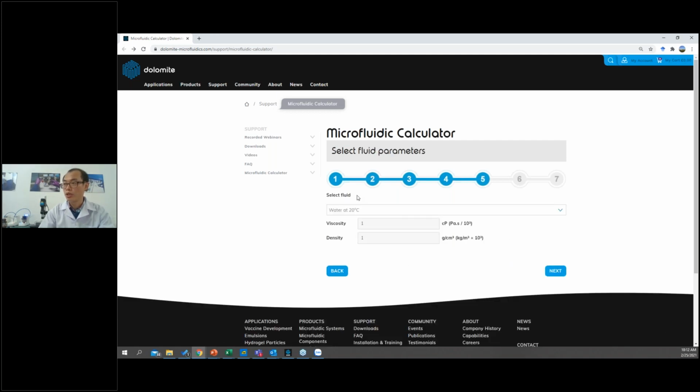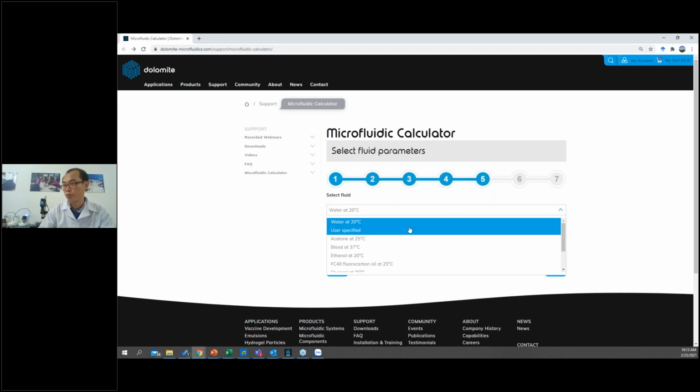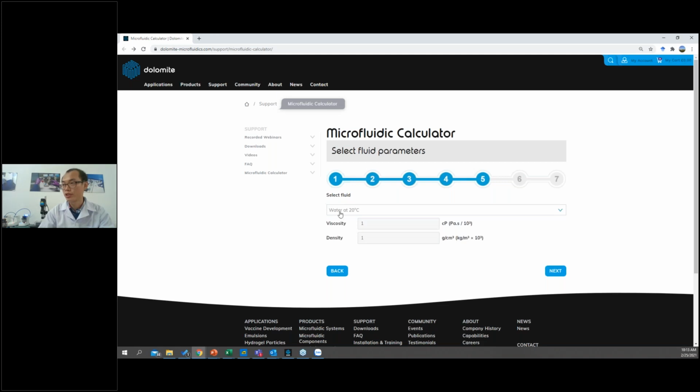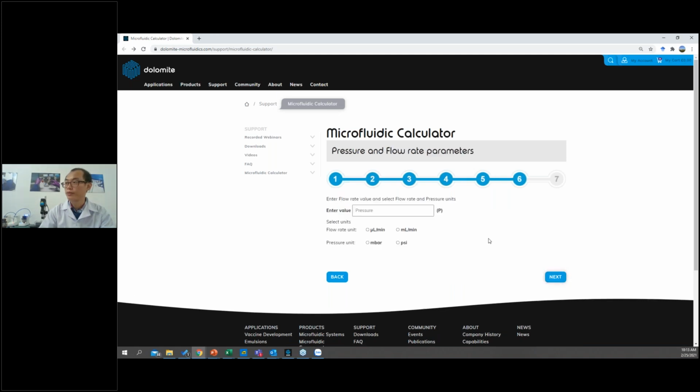So here you can select the fluids you are running. You can use water or acetone or ethanol at different temperatures, or you can put in user specified values. So in here, for example, I use the water at 22 degrees C. So you have viscosity and density in here. And next is just enter the value. For example, I put 500, with the pressure units millibar, and for the flow rate unit we select microliter per minute.